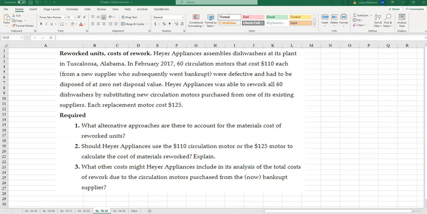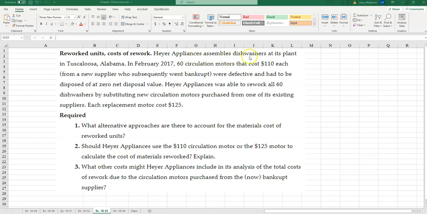In this session, we're going to work out and talk about chapter exercise 18-33 at the end of the chapter. And again, this is dealing with the chapter on spoilage, rework, and scrap. So let's go ahead and take a look at this question here.